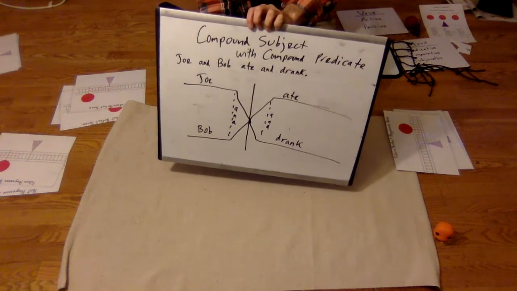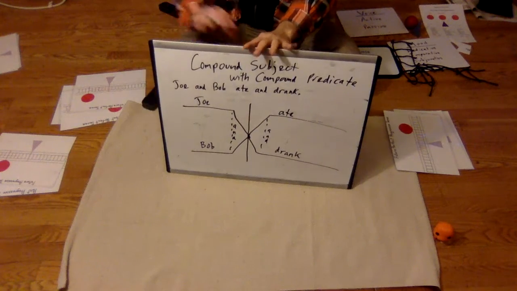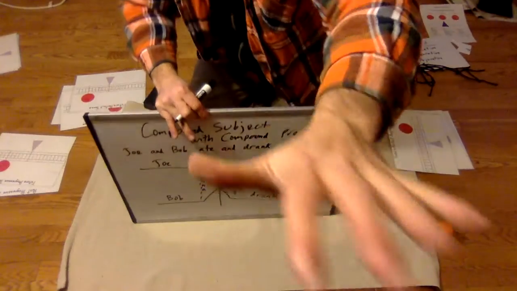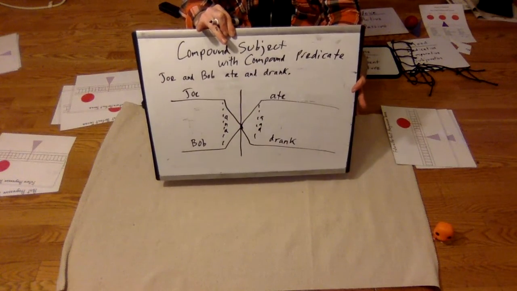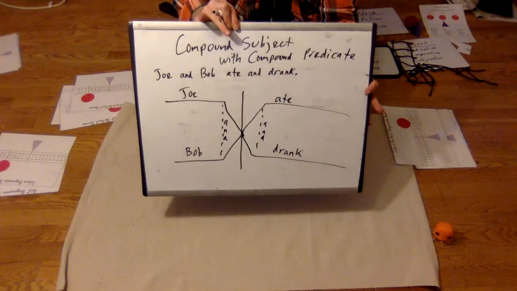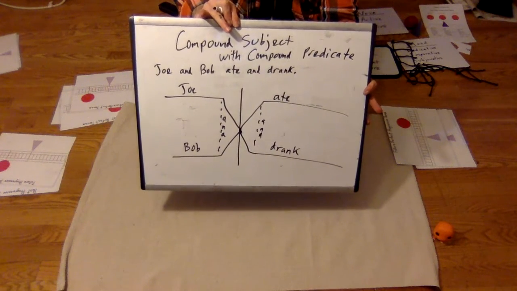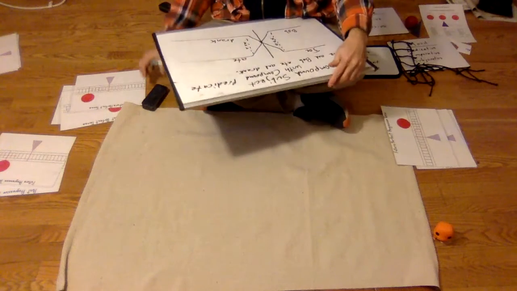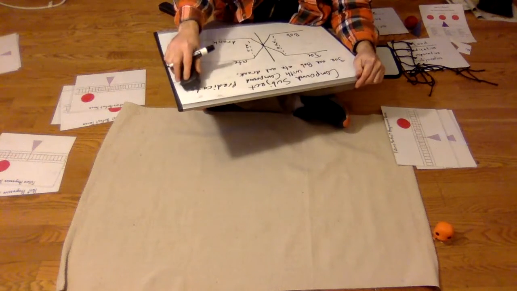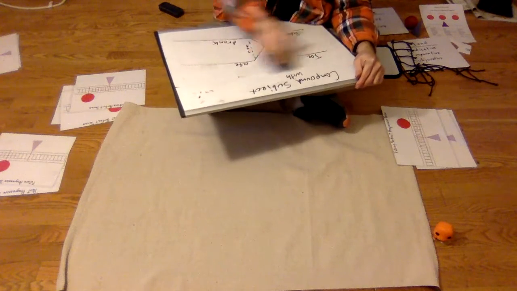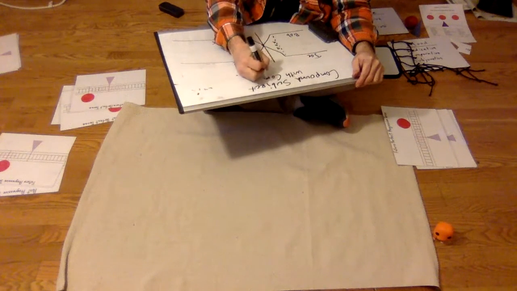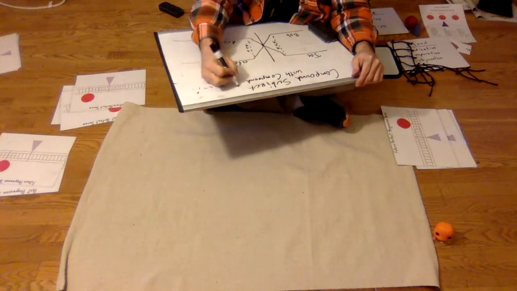Joe and Bob ate and drank. That is how that actually looks. What I just did before is what I'll do next. I'll actually do something next that will be what I actually did a minute ago. So this is actually a compound subject with a compound predicate. Joe and Bob ate and drank. All right, sorry about that. Let's move on to compound subject with compound direct object. That's what I did before.